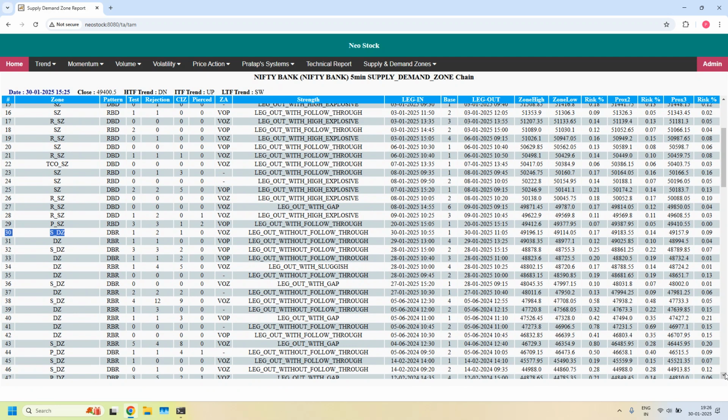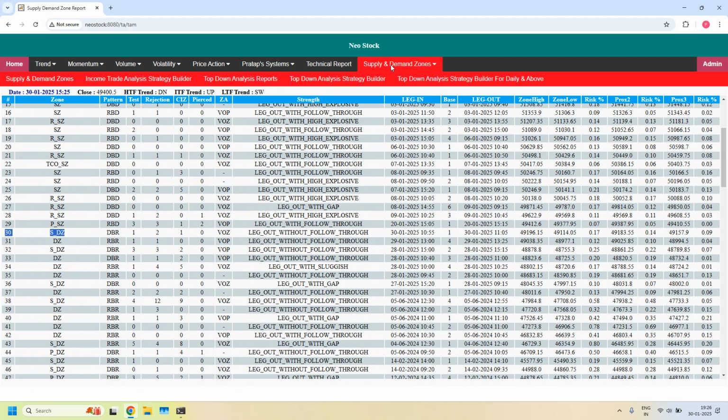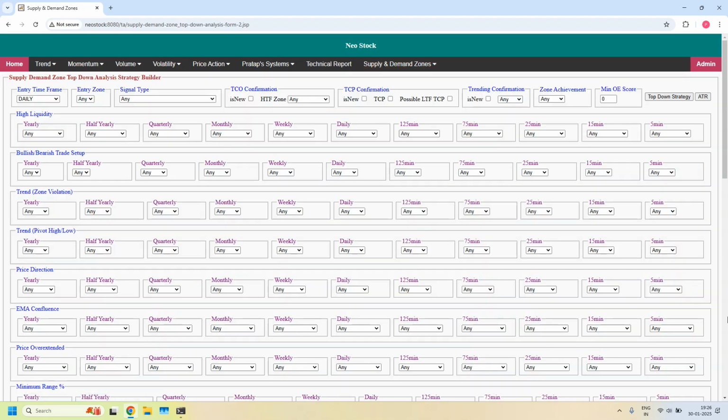So this is about Bank Nifty supply demand zone chain. Next, we will generate bullish and bearish trade setups for monthly, weekly and daily income trades. Let me start with the bullish trade setup for monthly income trade. For monthly income trade, the entry time frame is daily. Entry zone, bullish trade setup, demand zone.